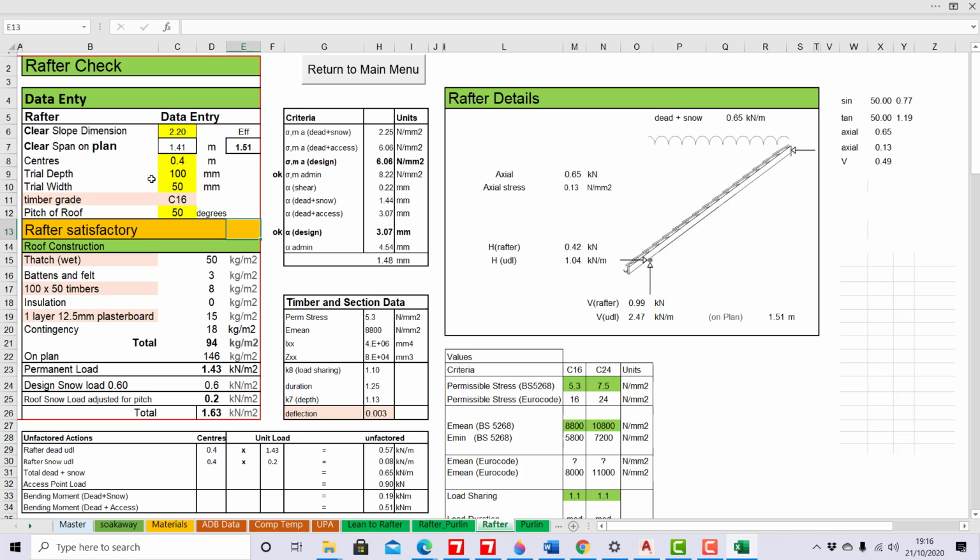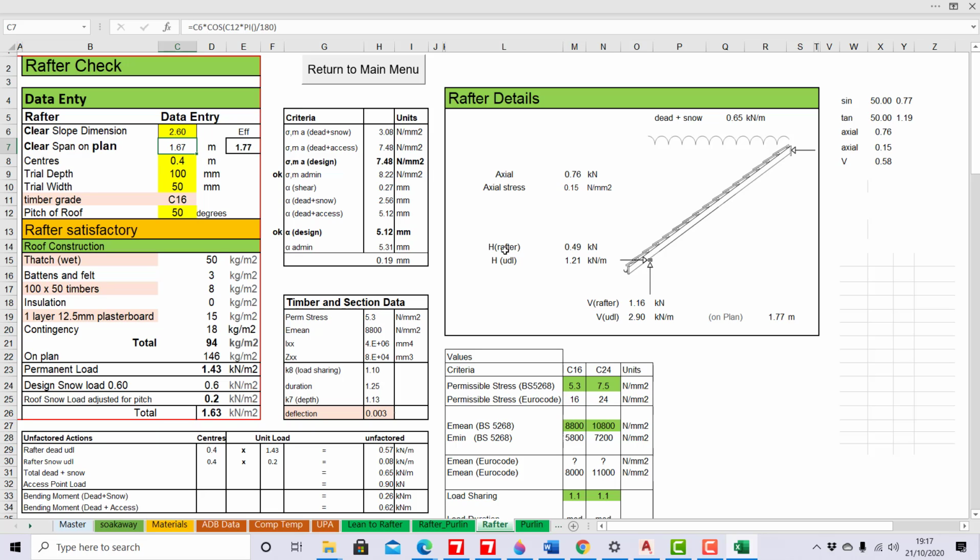There's the centres. We've tried 100 by 50s, see if that'll work at 2.4. It is, and I thought it would. 2.5, 2.6. And it's all down to the angle, because the steeper the angle, the less it's got to work on plan.